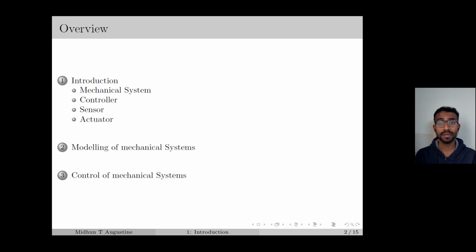We start with a discussion on the various components of mechanical systems. Then we give a brief introduction to the modeling and control of mechanical systems.